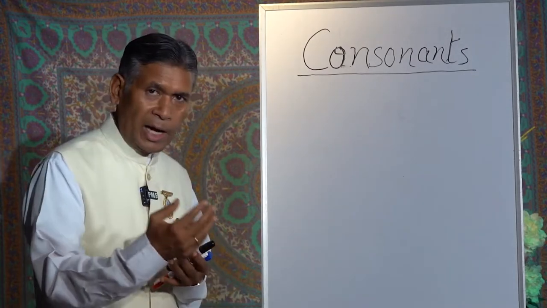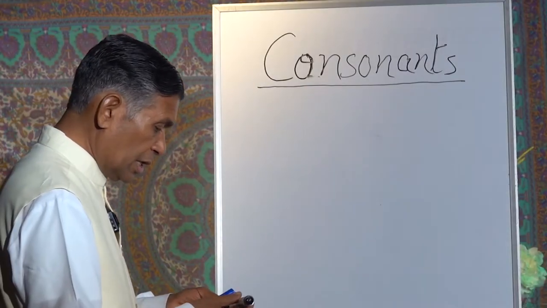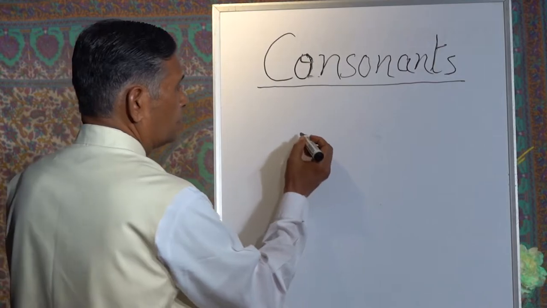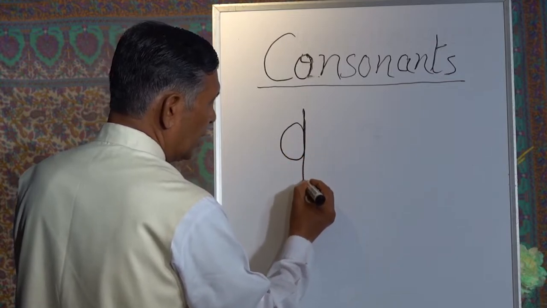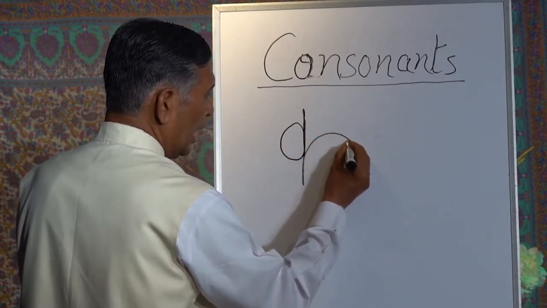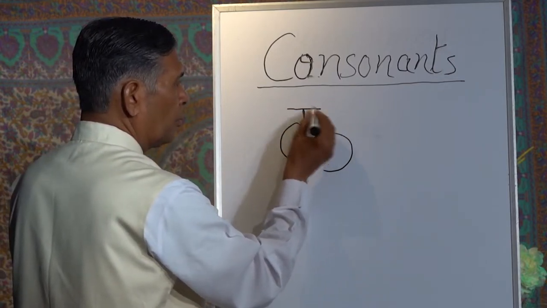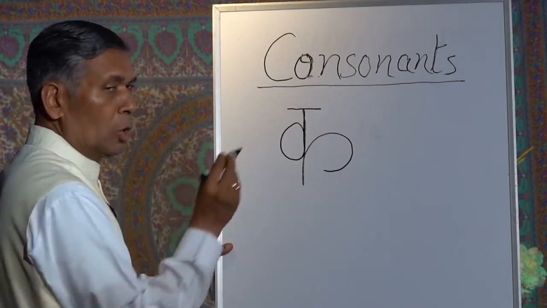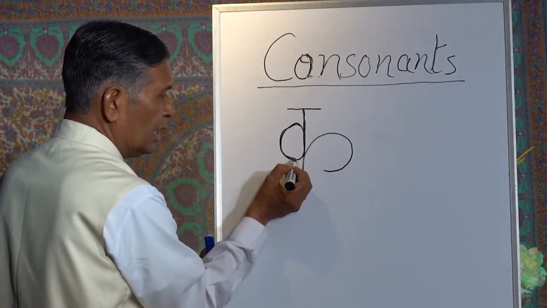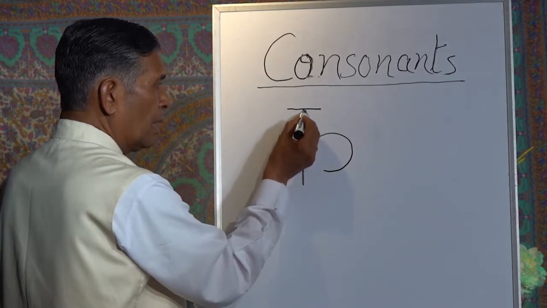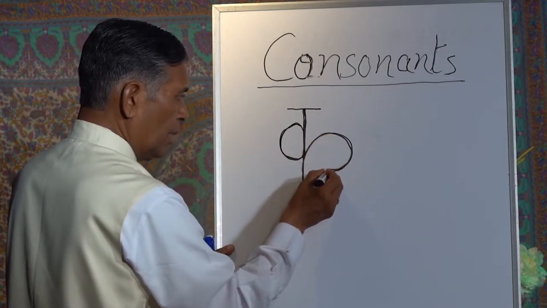So come with me, try to write and try to read, try to pronounce. The first letter is K. Make it like a C, go ahead, come down, come above and make the tail. After writing, you will make the line bold. So again, from here to here, like C, go up, come down, and make a tail.